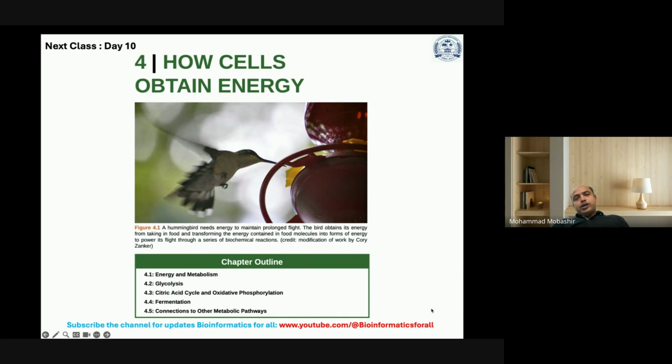So now in bio class, day 10, I'm going to continue in chapter number 4, where it is how cells could obtain the energy, plant or animal cells. So here you will be basically getting the insight about energy and metabolism, glycolysis, citric acid cycle, oxidative phosphorylation, fermentation, and connections to other metabolic pathways.